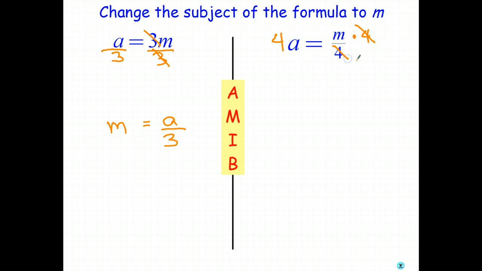4 divides out 4. Now this time I'm going to save one line of setting out. I've got m by itself on the right, so I'm going to write it on the left. M equals 4a.